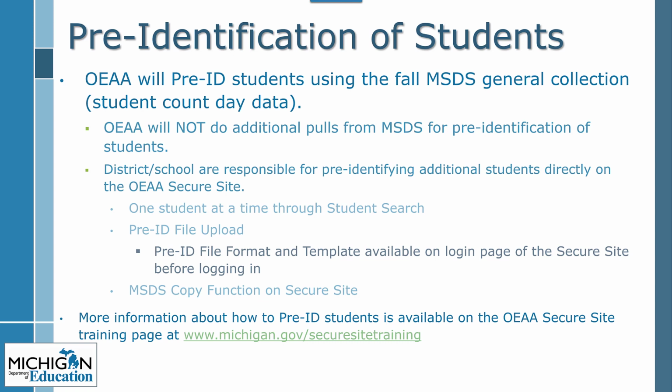Depending on the changes that you've had in enrollment and the accuracy of the MSDS General Collection data for your school or district, you can pre-ID students one at a time using the student search, or if you have a lot of students to add, you can follow the pre-ID file format and template to upload a lot of students. Or if you are confident in the accuracy of the data in MSDS, you can use the MSDS copy function on the secure site. There are step-by-step instructions available for each of these methods of pre-ID on the secure site training page. Again, it's www.michigan.gov/securesitetraining.